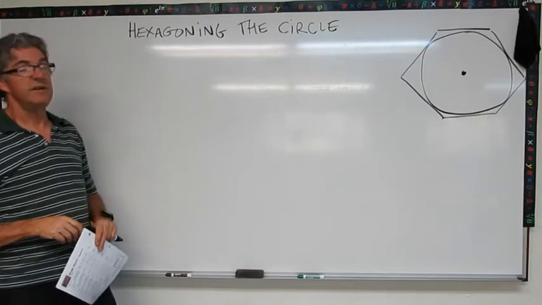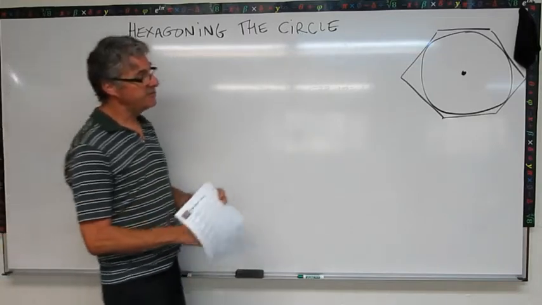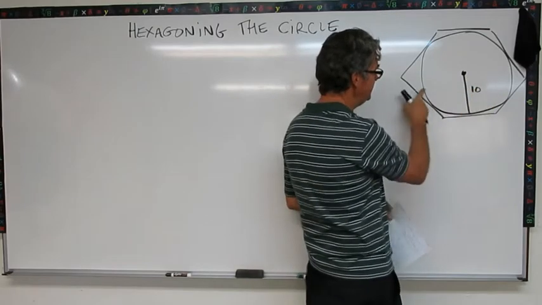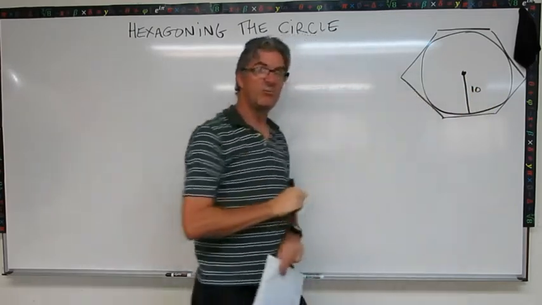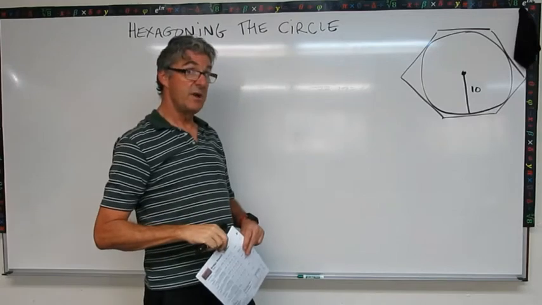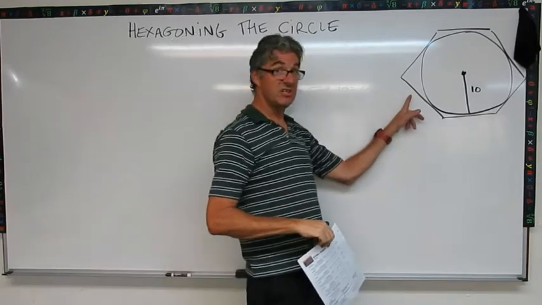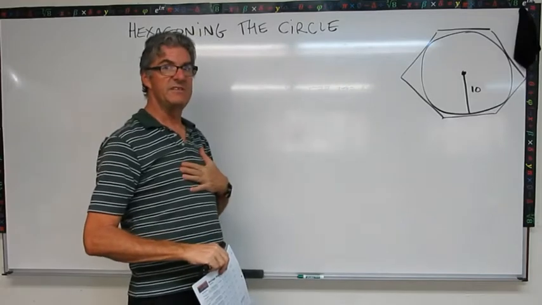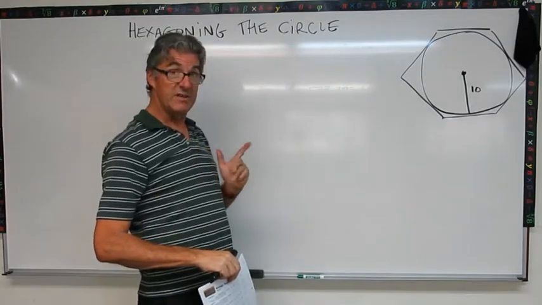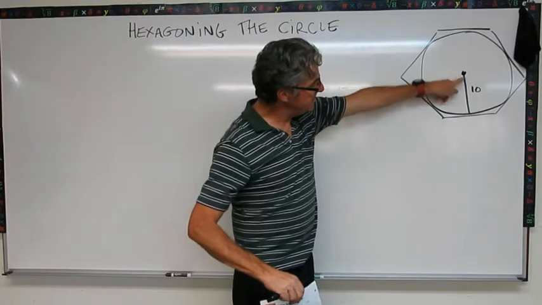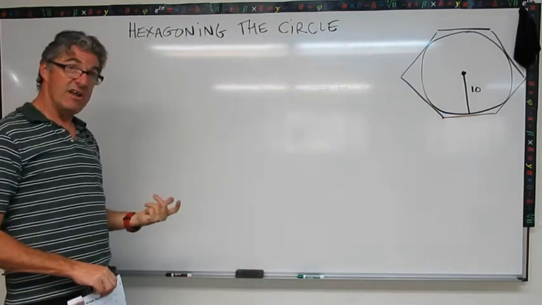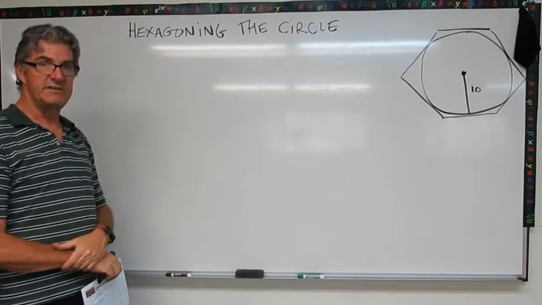Okay, let's get started. The idea is that we have a circle over here that has a radius of 10, and it's inscribed inside a regular hexagon. Another way to say that is the hexagon is circumscribed around the circle. Both things mean the same. What you're given in this problem is that the radius of the circle is 10, and what you're asked to find is the area and the perimeter of the hexagon.